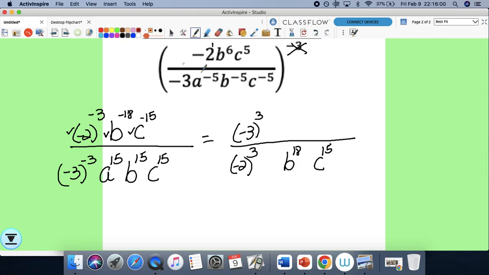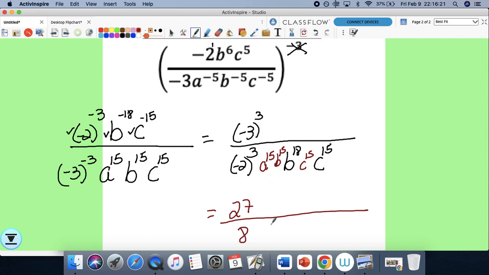So the guys who stay down here are the A to the 15, the B to the 15, and the C to the 15. Okay, we can simplify this a little further. Negative 3 times, well, these two are going to be negative. So negative divided by negative is going to be positive. So my answer is going to be positive. So 3 to the third power is 27. 2 to the third power is 8.